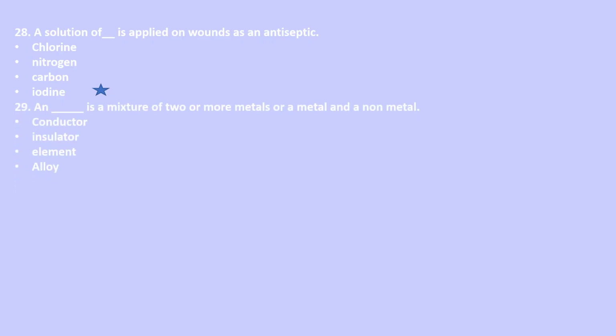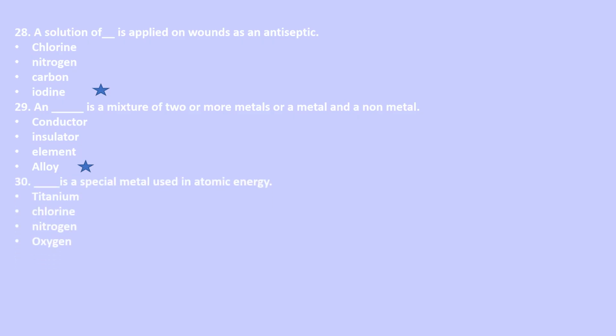Question number 29. Dash is a mixture of two or more metals or a metal and a non-metal. So what is a mixture of two or more metals or a metal and a non-metal called? It is conductor, insulator, element or alloy. So the correct answer here is alloy. An alloy is a mixture of two or more metals or a metal and a non-metal. It means a combination of two or more metals, or a combination of a metal with a non-metal.